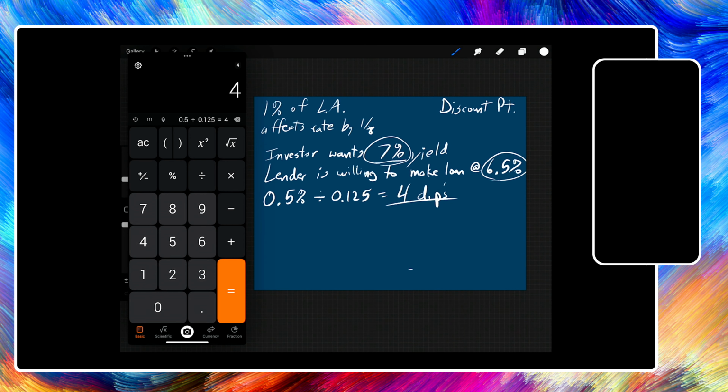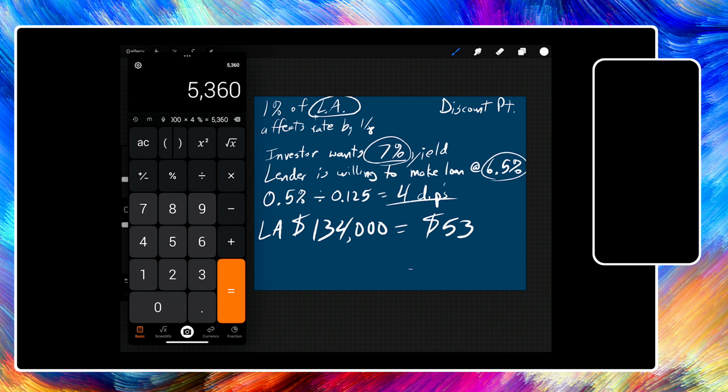Now that we know how many are needed, the only other thing we need to know is how much of a loan amount we're talking about. And let's just say it's $134,000. I won't make you calculate it with LTV. 4 discount points on $134,000 is 4% of $134,000, which is $5,360. You okay there? Kind of have to put a couple things together.